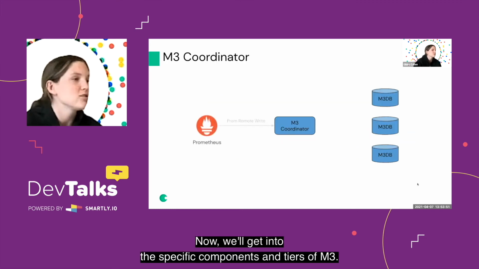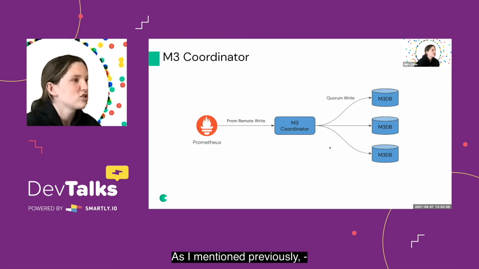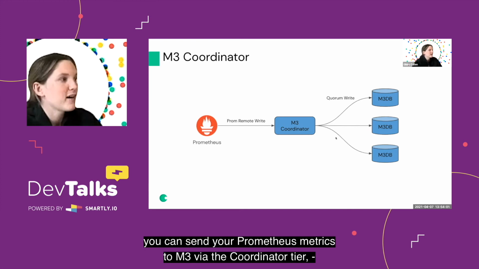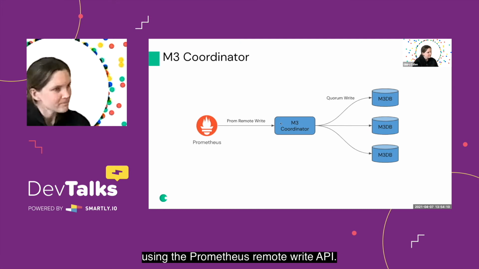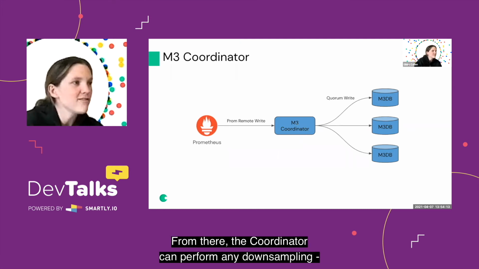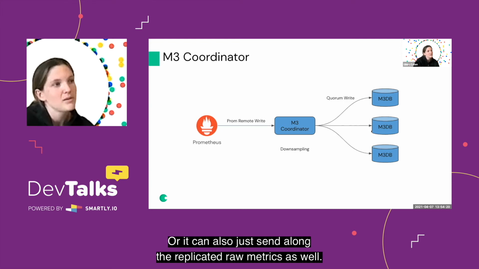Okay, so now we'll get into a little more about the specific components and tiers of M3. The first one we'll cover is M3 Coordinator. As I mentioned previously, you're going to be able to send your Prometheus metrics to M3 via the coordinator tier using the Prometheus remote write API. From there, the coordinator can perform any downsampling that you may want based on your setup, or it can just send along the replicated raw metrics as well.